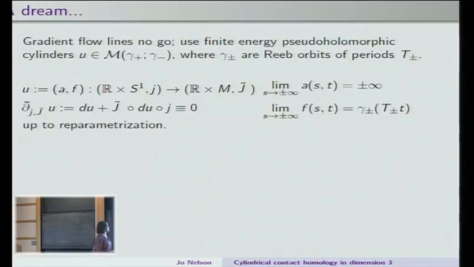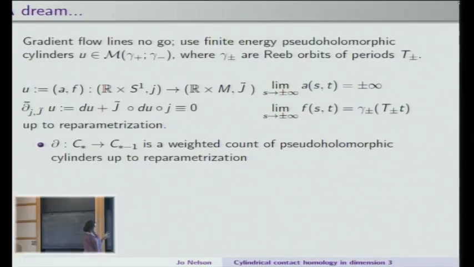And as a result, we have a lot of actions working on this space of solutions, so things are going to be a little bit dicey because we're going to have multiply covered curves running around, and we'll get to that in just a sec. And then the differential is going to decrease this grading that I've said some vague things about. It's going to be a weighted count of pseudo-holomorphic cylinders up to reparametrization.